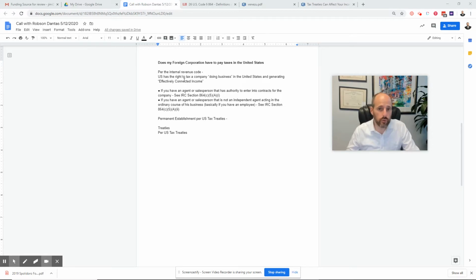So I have two things I'm going to reference: the source, the Internal Revenue Code, and then the U.S. Income Tax Treaty. So first is the Internal Revenue Code. Code Section 864 has definitions, and it comes down to the United States has the right to tax a company that is doing business in the United States and generating effectively connected income.